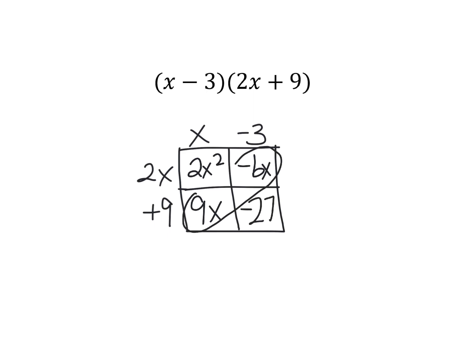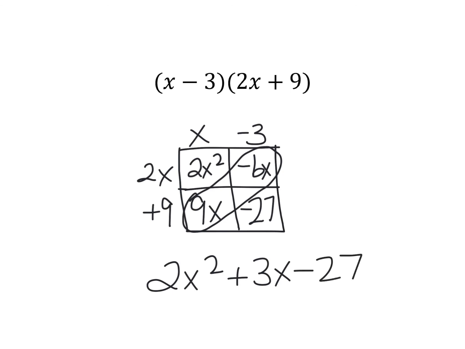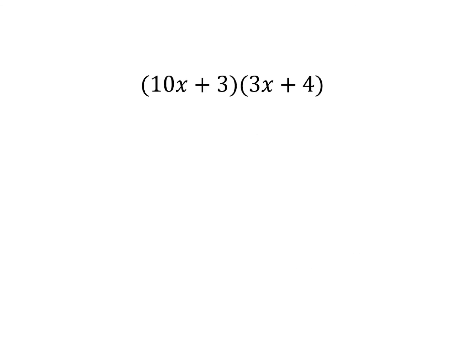Almost always, you're going to have a diagonal that has like terms. And there we go. The x's are right there. And so I'm going to put it all together. 2x squared. Then 9x minus 6x is 3x. And you have the -27. All right, there you go. That's how you do it. This might be a good time to pause the video and try it on your own.